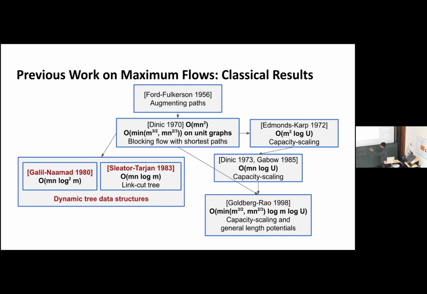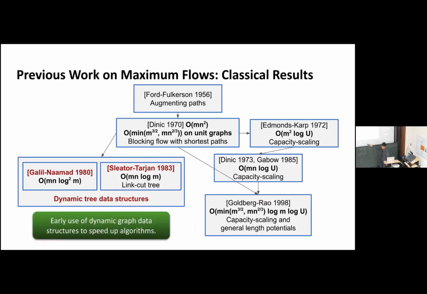Another thing I wanted to point to is actually a strongly polynomial algorithm for max flow. The reason this is interesting is because this was an early use of dynamic data structures to actually make max flow faster. The blocking flow iterations were done using things like link cut trees or dynamic trees, and that's how they achieved their runtimes.